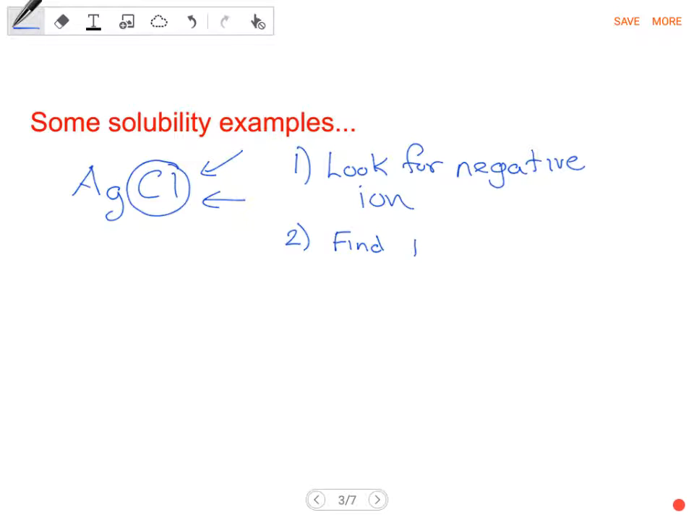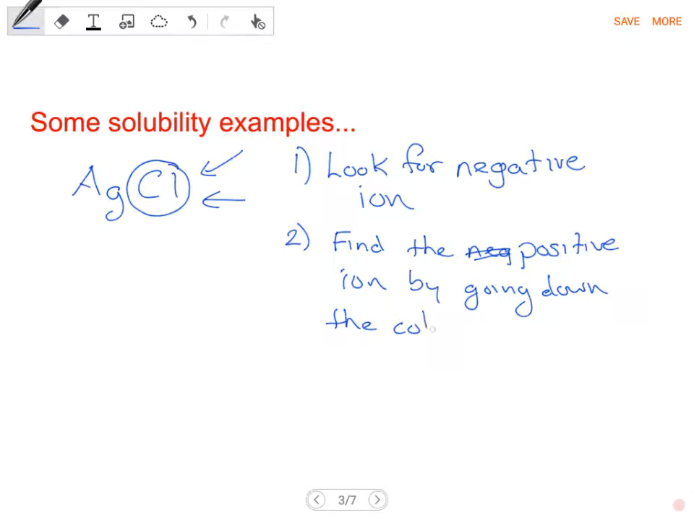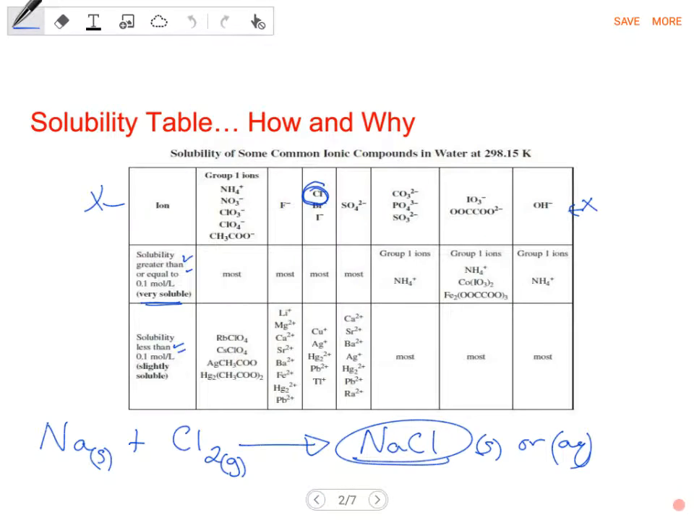Find the positive ion by going down the column. I will go back now. So we have our Cl minus. Let's find Ag. So here's Cl. Let's go down. I don't see Ag here. Oh, Ag is right there.